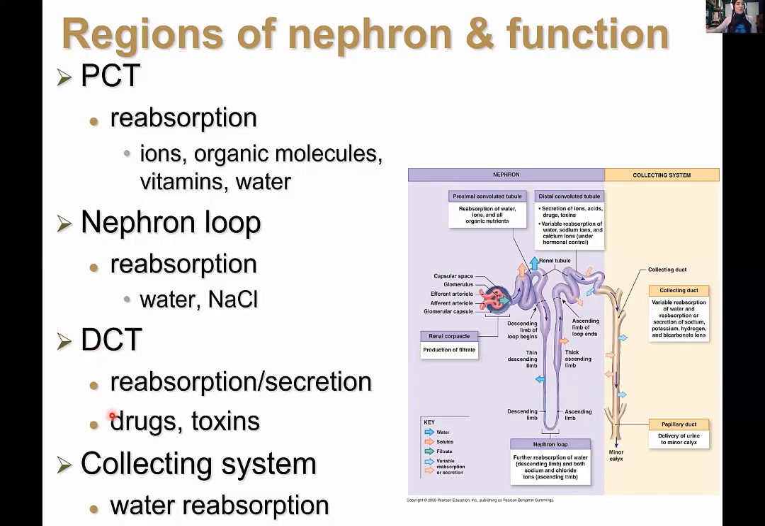The distal convoluted tubule is for the reabsorption and secretion finishing touches. So anything that the PCT or nephron loop missed is taken care of here. It's also an important place where drug and toxin metabolites are disposed of, so put into the urine. The collecting system, which includes all of the collecting ducts, the only thing that really happens here is water reabsorption. There are some solutes that come along for the ride, but most of what goes on here is water. And we'll talk about the effect of hormones on the collecting duct as well.